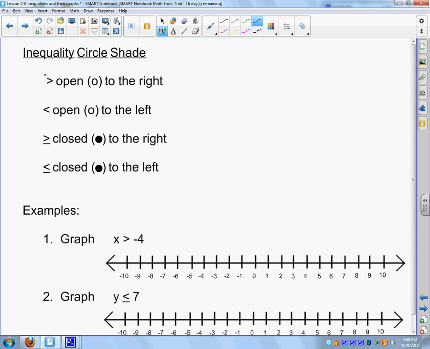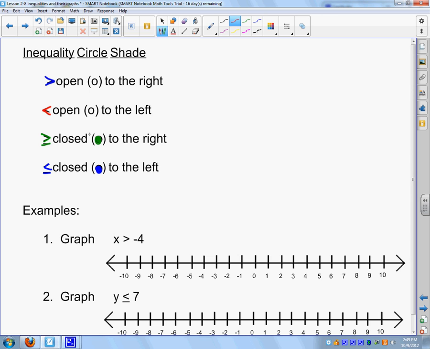So if you see this sign, which is a greater than sign, it's going to have an open circle to the right. If you see the less than sign, it has an open circle to the left. If you see a greater than or equal to sign, it has a closed circle to the right. And if you see a less than or equal to sign, it has a closed circle to the left.